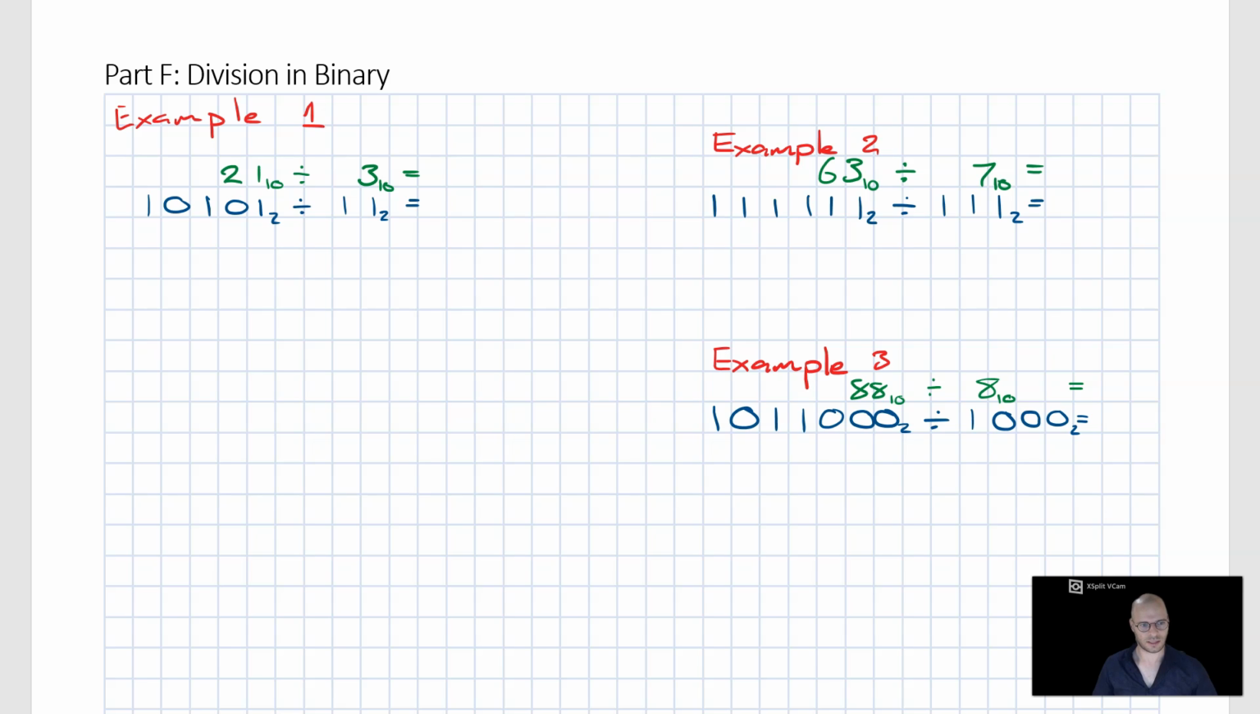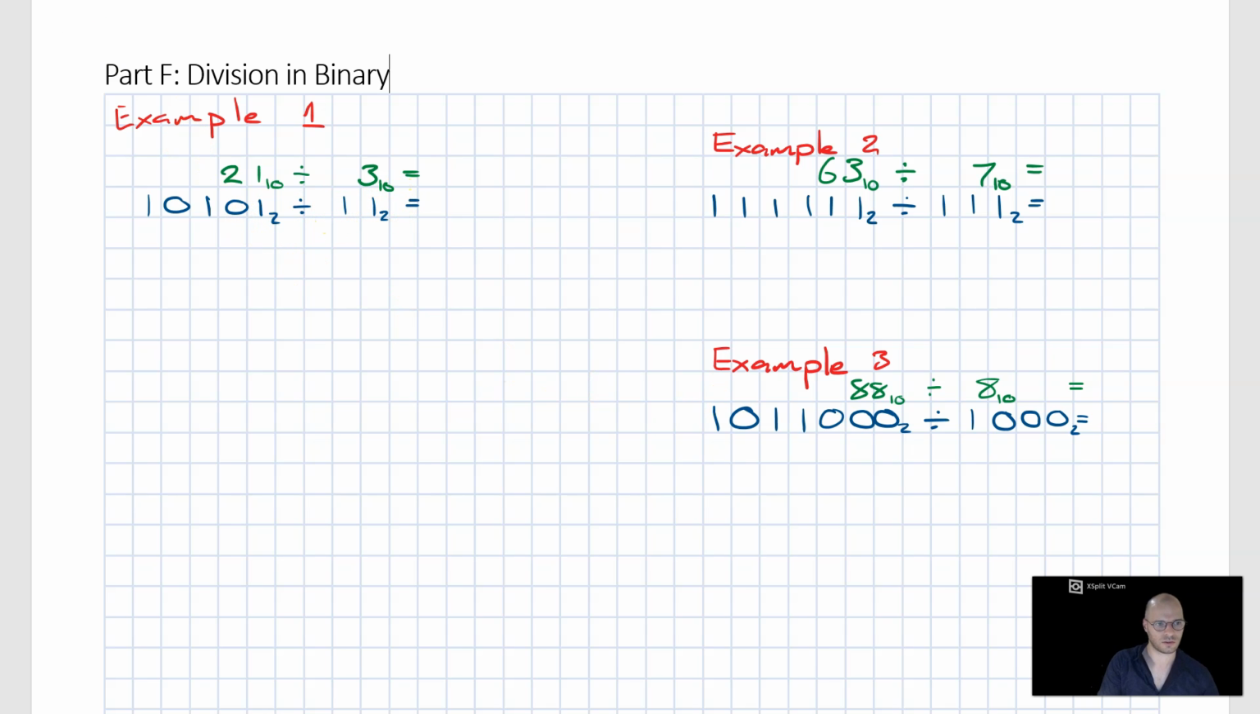Welcome back. In this video I'm going to show you how to perform division with binary numbers. Now looking at example 1 over here, we have 21 divided by 3, and underneath we've got the binary equivalent of 10101 divided by 11. The way in which we're going to do this is we're going to use long division to first do our decimal equivalent, and then we're going to use the same long division rules to do it with binary.